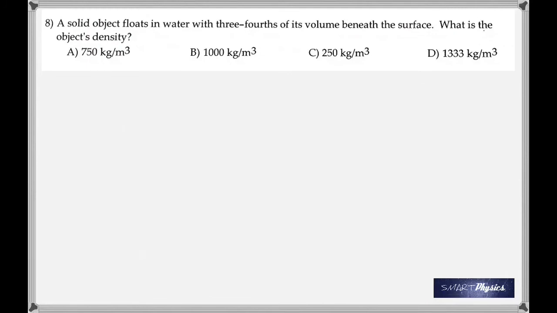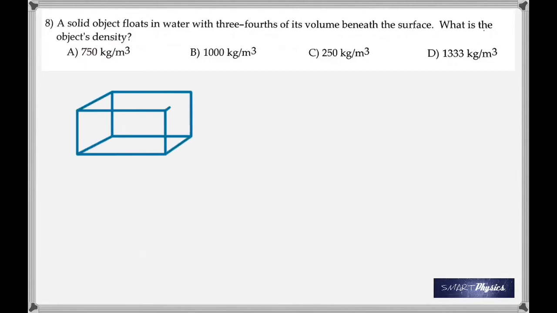A solid object floats in water with 3/4 of its volume beneath the surface. What is the object's density? This may look like a very difficult question, but just consider that the volume of the solid is V meter cube. Therefore, the volume submerged is 3/4 of V. That will be the volume of liquid displaced. And since it says it floats, the mass of the floating object should be equal to the mass of fluid displaced.